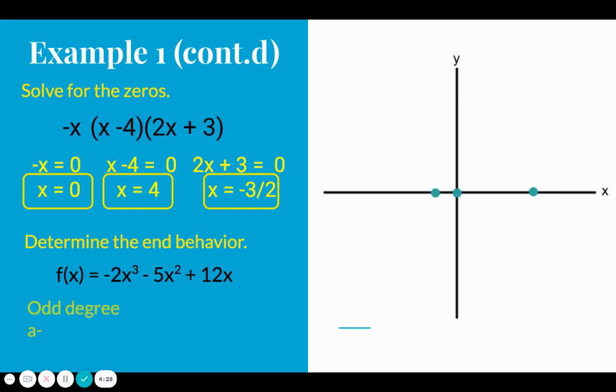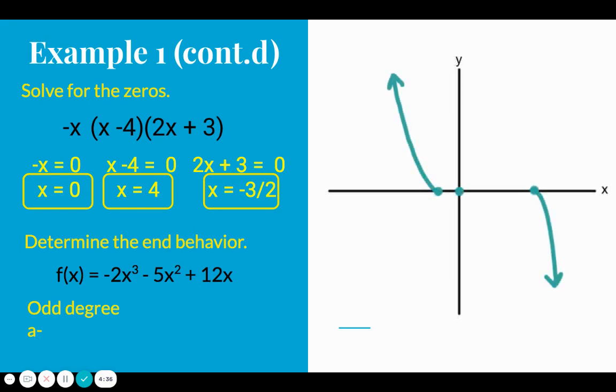So we know we're working with an odd degree and a negative leading coefficient. This means that on our graph, the right end will go down while the left end goes up. And then all that's left to do is just fill in the missing part of the graph. Let's do one more together.